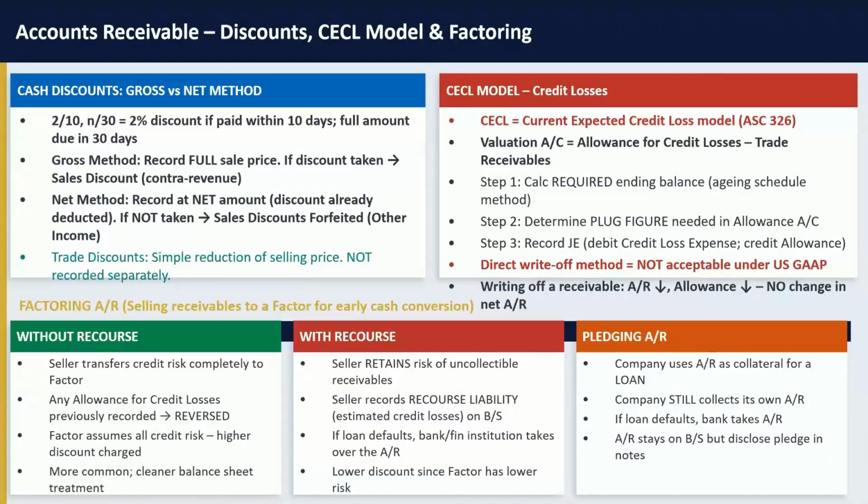And this is not tested so much. No need to worry about the valuation accounts. Then how do you calculate? So first step is you will have to calculate required ending balance through your aging schedule. Fix this in your mind. Aging schedule gives you ending balance. Then determine the plug figure needed in allowance account.